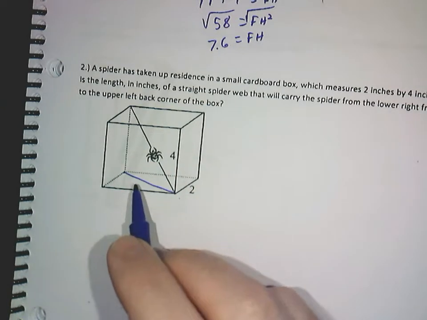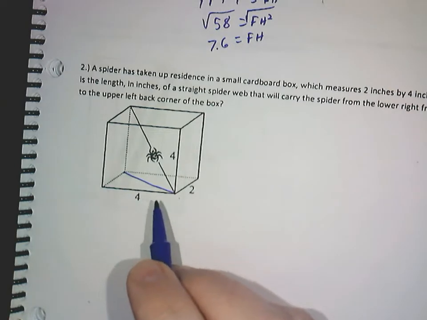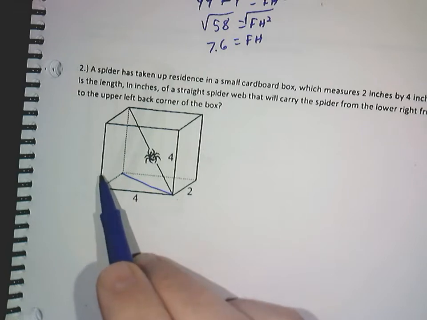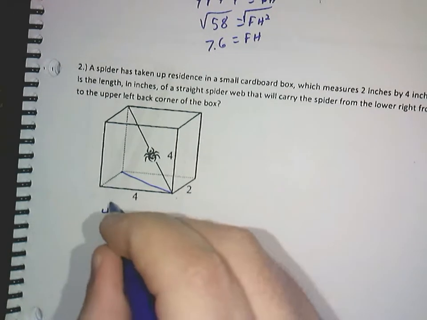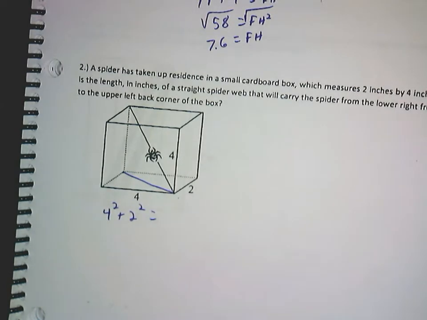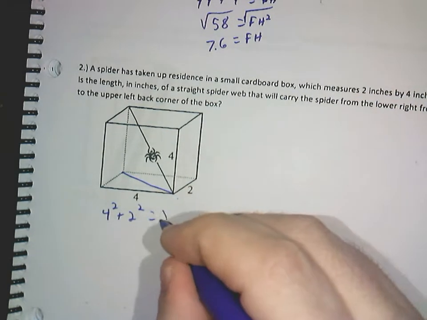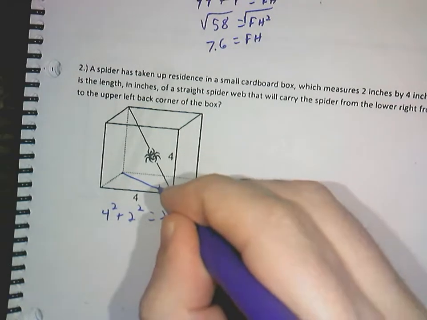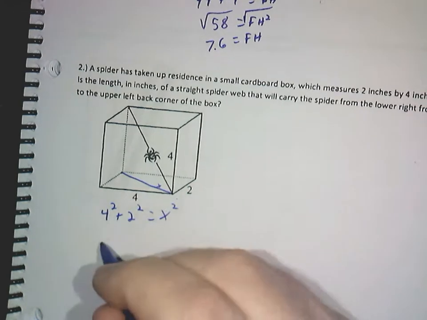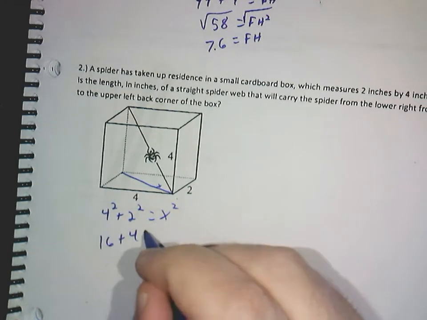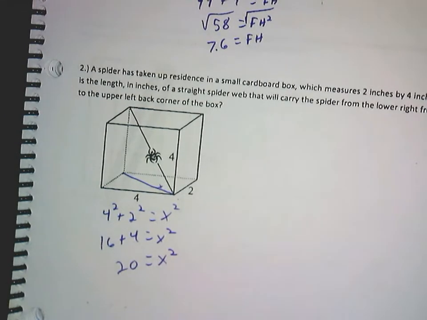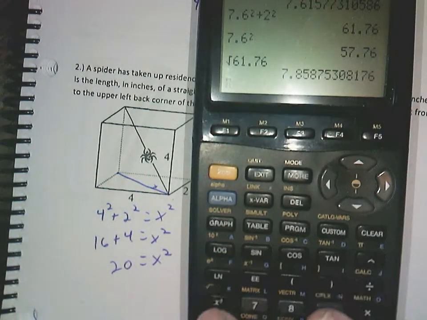Okay, so again, I need to solve for this line first. I know the width is 2. I know this leg is 4, so I can do the Pythagorean theorem. 4 squared plus 2 squared equals, we'll call it x squared. So this is x. Then we square them and add them together: 16 plus 4 is equal to x squared. Add them together, you get 20 is equal to x squared. And then you find the square root of 20.